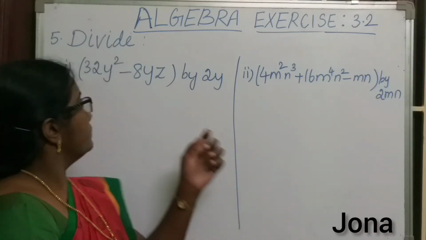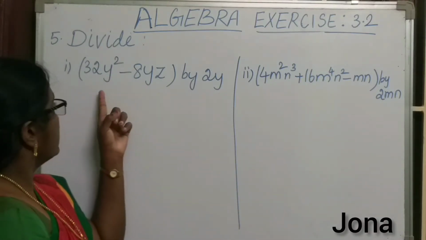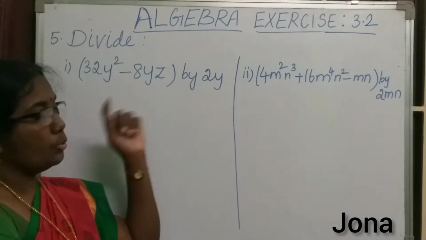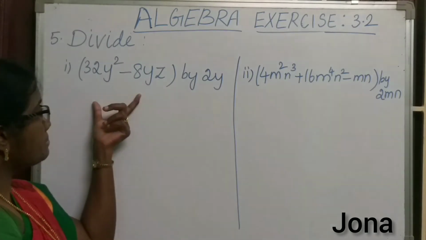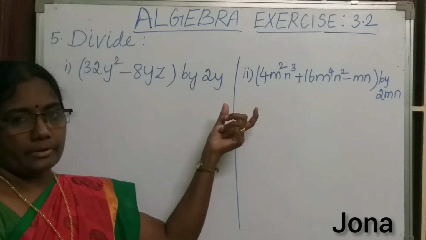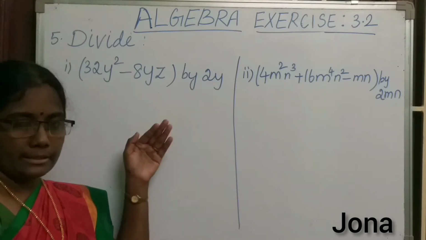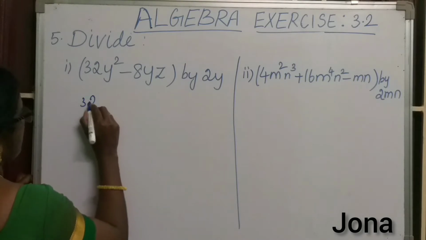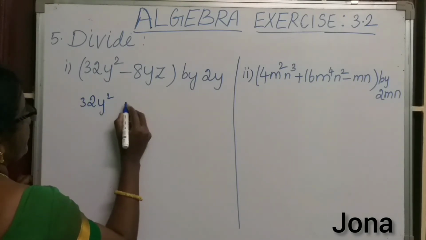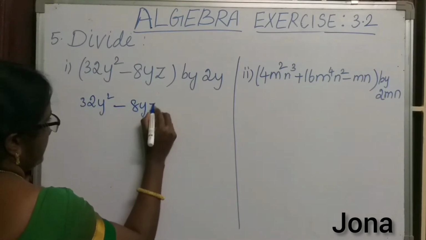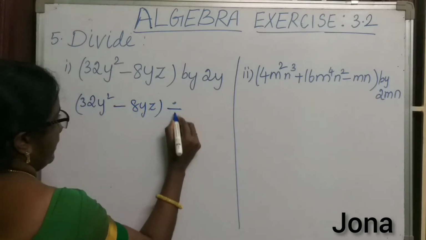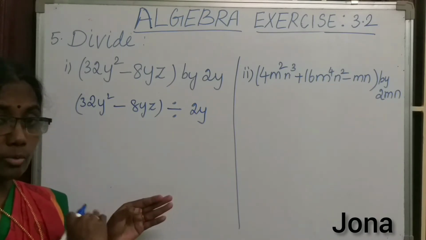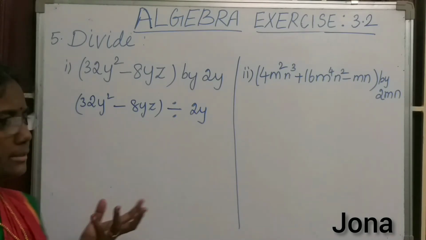Fifth problem. Divide 32y square minus 8yz by 2y. We are going to divide this bracket by 2y. First we have to write in mathematical form. That means 32y square minus 8yz divided by 2y, or else we have to write the whole thing divided by 2y. We can write anything there.